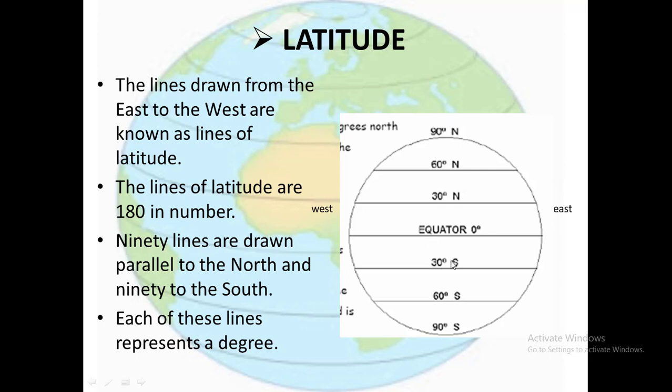So the lines of latitude are 90 in the north and 90 in the south. Total 180 lines in number. So the lines of latitude are 180 in number. 90 lines are drawn parallel to the north, and 90 lines are parallel to the south. And each of these lines represents a degree.